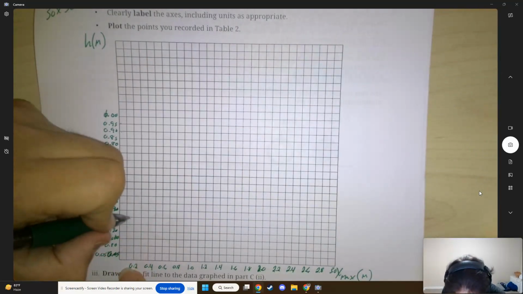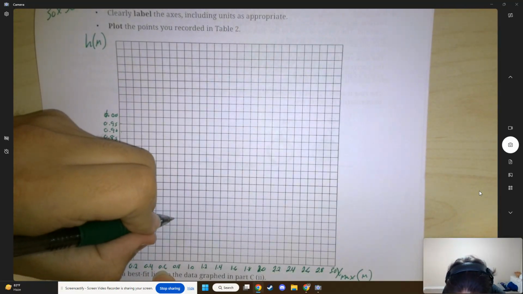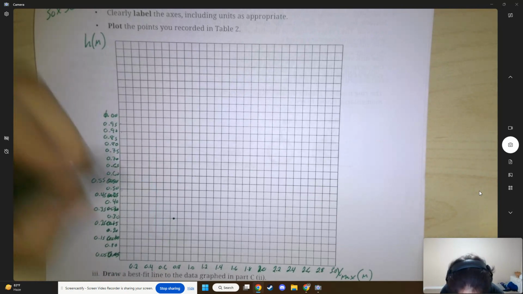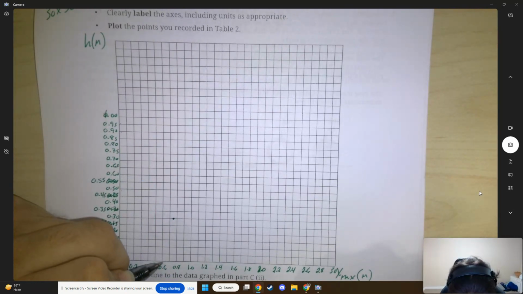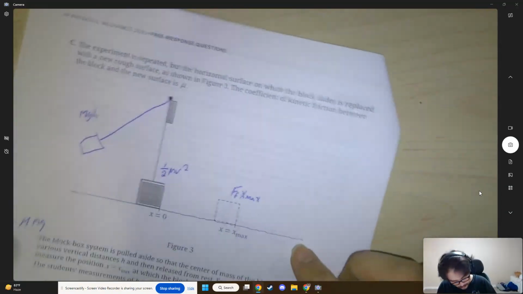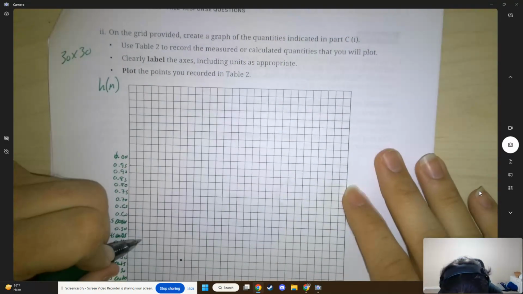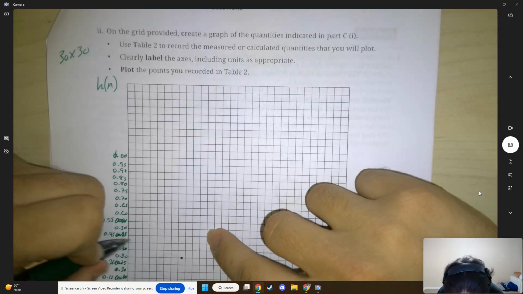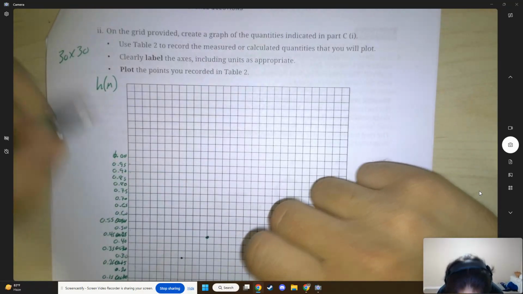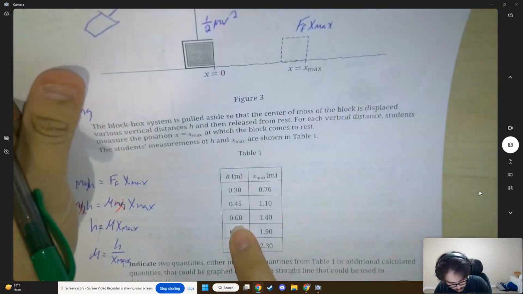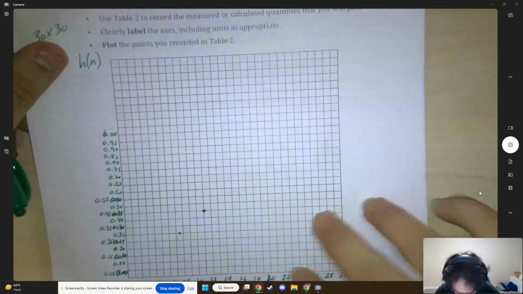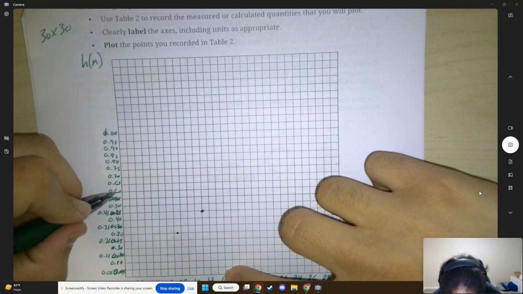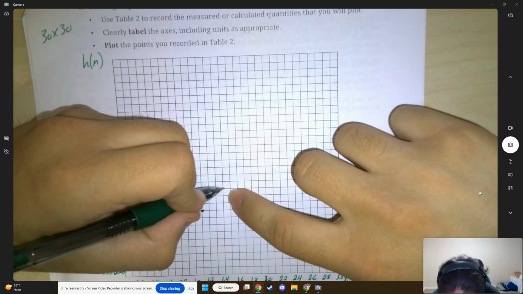0.3, 0.76. Okay, 0.3 and 0.76 is right about there. Okay, yes, that's about it. 0.45 to 1.1. Okay, 1.1 is right in this line right here. It was 0.45, so it's right there. Okay. 0.6 to 1.4, and it was 0.6, so okay.